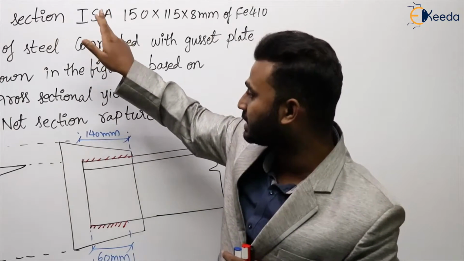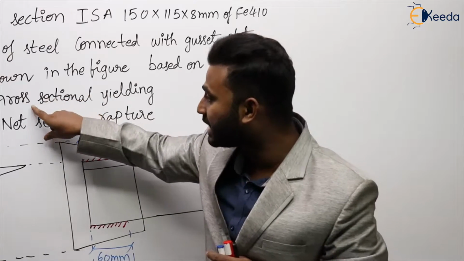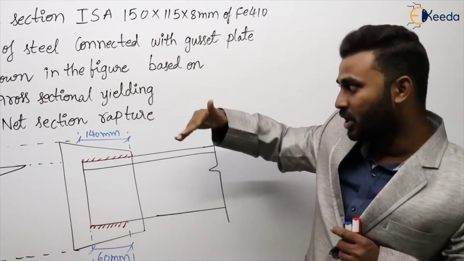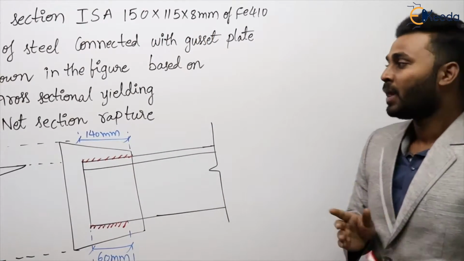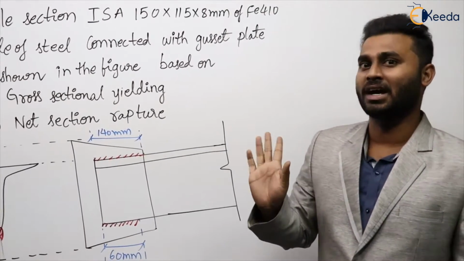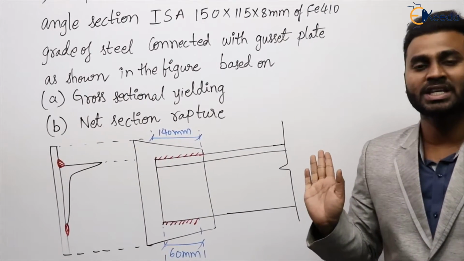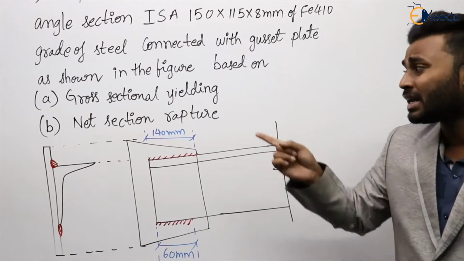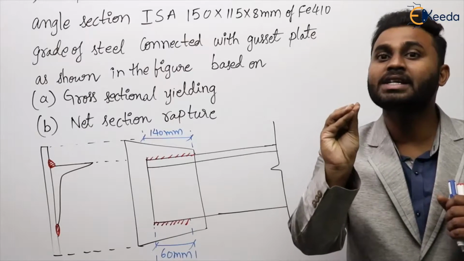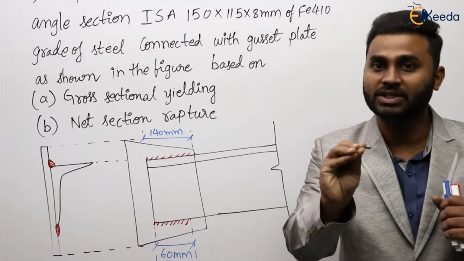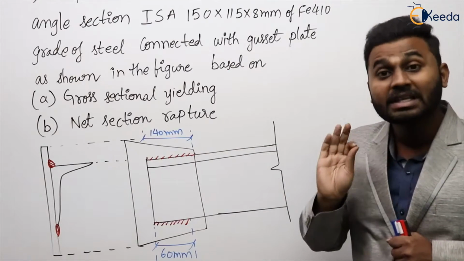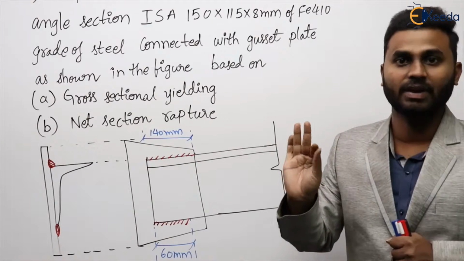Now he is asking us in this question to calculate the design tensile strength based on gross section yielding and net section rupture. Based on these two we have to calculate. One more thing, for the calculation of strength we require area. But here the area is not given. If we take the steel table, each and every detail of a particular rolled steel section is given in that steel table, but here in this question that is not given. So if area is not given, then we have to calculate it.